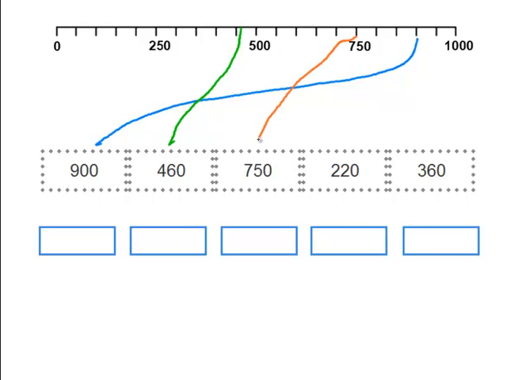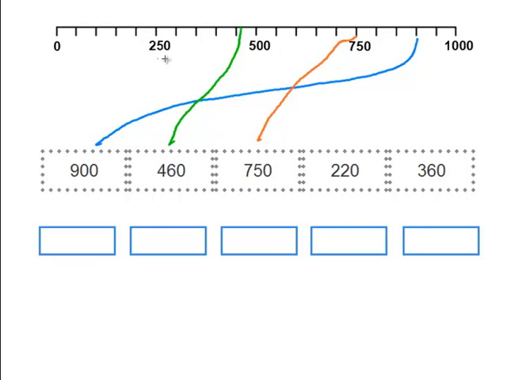Okay, now we see the number 900, 460, 750, 220, and 360. So let's start with the 900. So here's 1,000, 950, 900 right here. So we'll draw it with a blue line. Okay, now there's 500, 450, so just after the 450 would be the 460. Okay, and 750 is right here with the line.